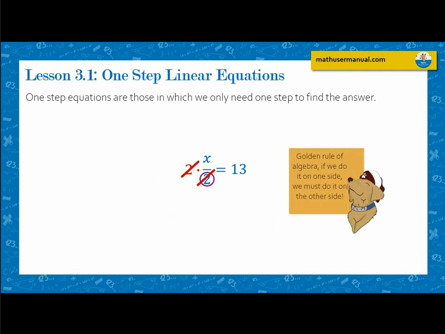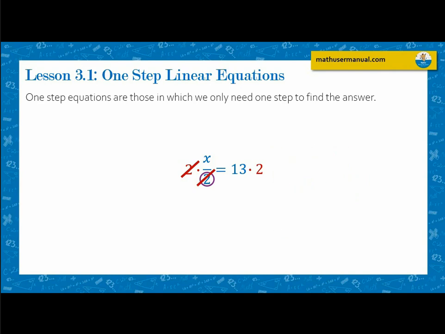But, golden rule of algebra, what we do on one side, we must also do on the other. So multiply times 2. Yes, we have repeated a lot about the golden rule of algebra, but we have to do it. It's very important we always remember that golden rule. What we do on one side, we must repeat on the other. And after that, just do 13 times 2, which is 26. The x is by itself, so x is equal to 26.